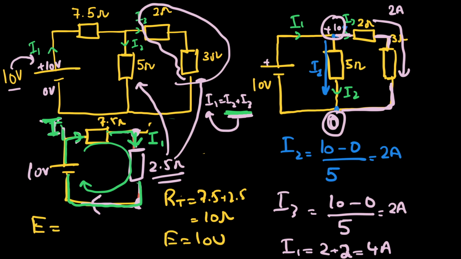If you remember, I told you EMF is I total into R total. That means 10 volts is equal to I total into 10 ohms. That means that you get 1 ampere. So I1 is 1 ampere. I hope you are with me so far. Now, once you get I1 as 1 ampere, the question would be, what is I2 and I3? So one quick comment, and we're done with this lecture.